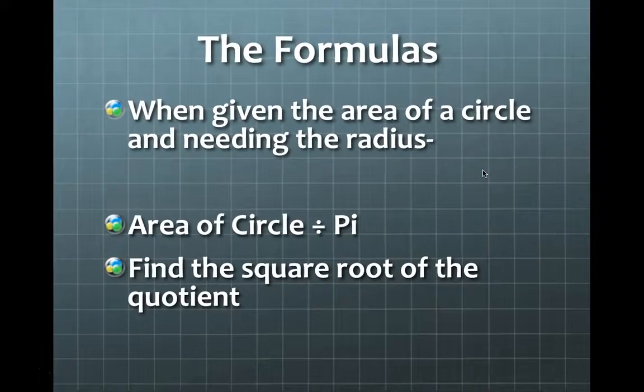Alright, first let's start with the formulas. When given the area of a circle and needing the radius, here's what you do. You take the area of the circle, which would be given to you, and you divide it by pi. And as we all know, pi is 3.14. Then you find the square root of the quotient. So when you divide the area of the circle by pi, whatever you get, you need to find the square root of that number.